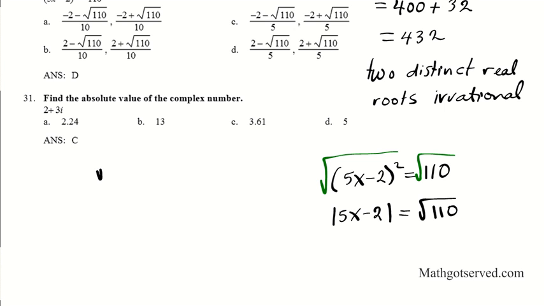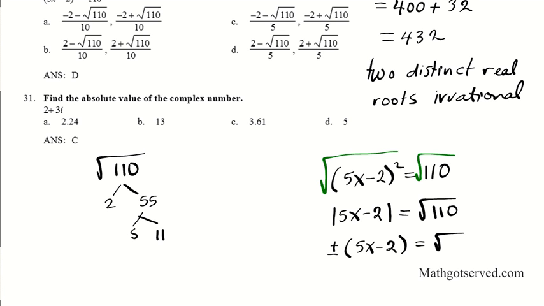Can 110 be reduced? Let's see, take out 2. 2 goes there, 5, 55, take out 5, 11. So no factors repeat, so nothing can break out of the square root. So we'll leave it just like that. Now absolute value is distance from 0 to the left or to the right, so it's going to be replaced with plus or minus (5x - 2) equals root 110.